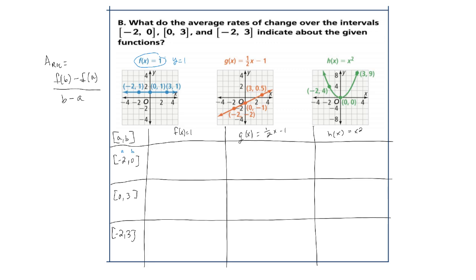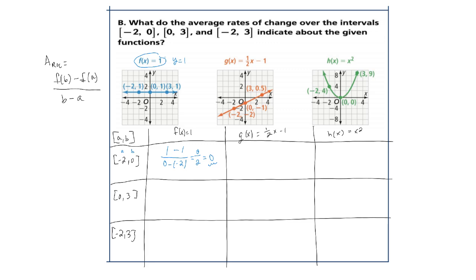So we're going to have 1 if we substitute in 0 for x, minus f of a, substitute -2, you still get 1. And that's all over b, which is 0, minus a, so minus -2. You get 1 minus 1 is 0, over 0 minus -2 is 2, so 0 over 2 is equal to 0. So that's our average rate of change from -2 to 0.